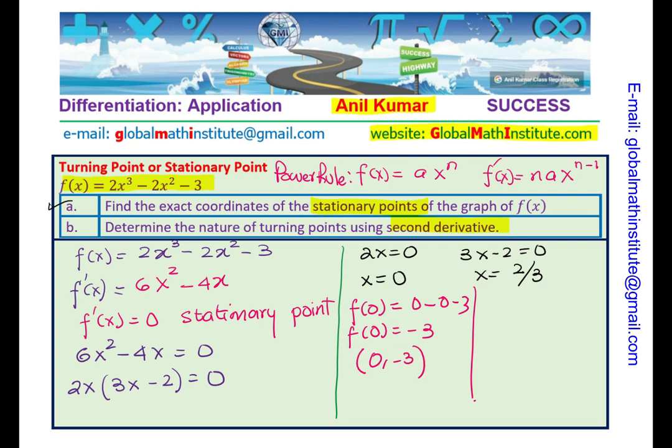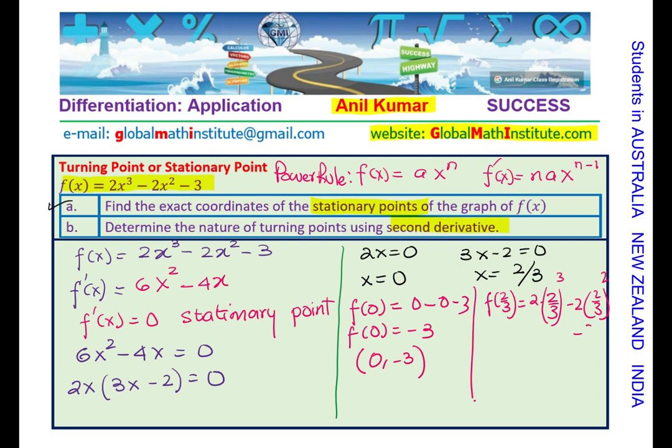For the other one, I'll substitute 2 by 3. So find the value of f of 2 by 3. Slightly complicated: 2 times (2 by 3) cubed, minus 2 times (2 by 3) squared, and then minus 3. So that's what it is. We can actually take it on the next page.